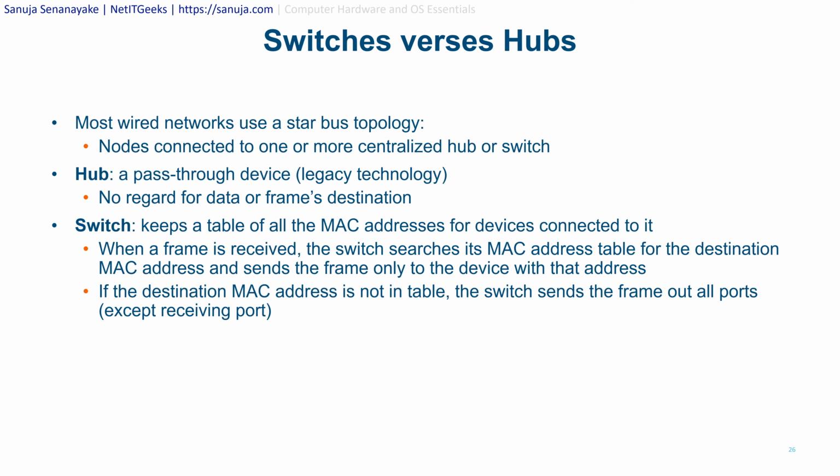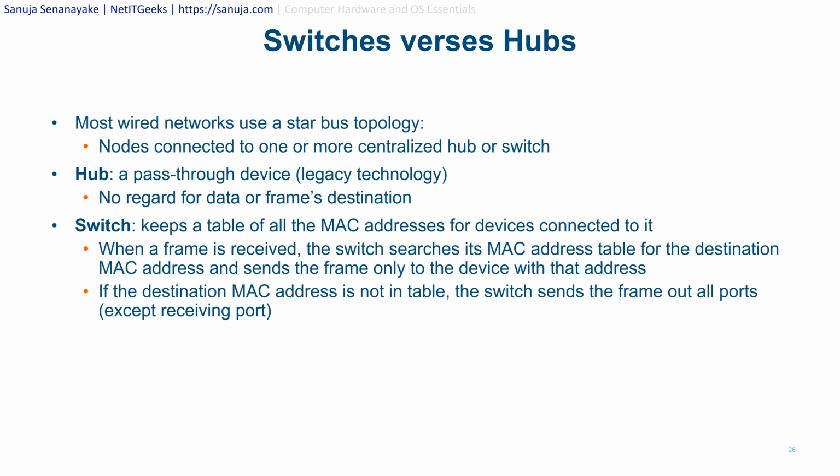So switches usually don't do flooding. Hubs do. When a switch receives a frame, instead of sending it everywhere like the hub does, it searches the MAC address table for the destination MAC address and only sends that frame to the particular device associated with that address.